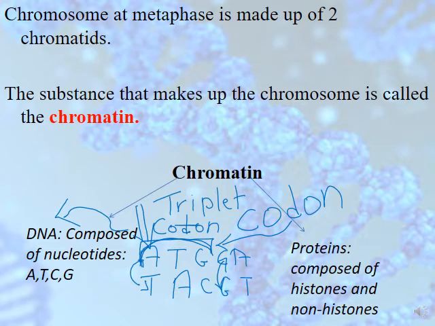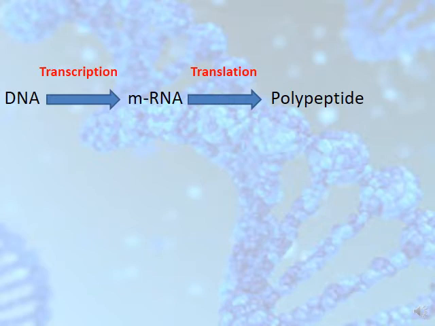Proteins are composed of histones and non-histones. So we're going to work on DNA, the codon, and the nucleotides A, T, C, G. In the process of transcription, DNA gives mRNA, messenger RNA. And mRNA, by the process of translation, gives a polypeptide, which is a protein. So DNA by transcription gives mRNA, and mRNA by translation gives a polypeptide.